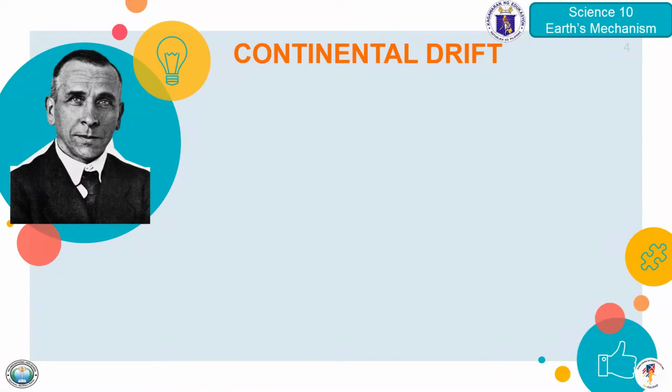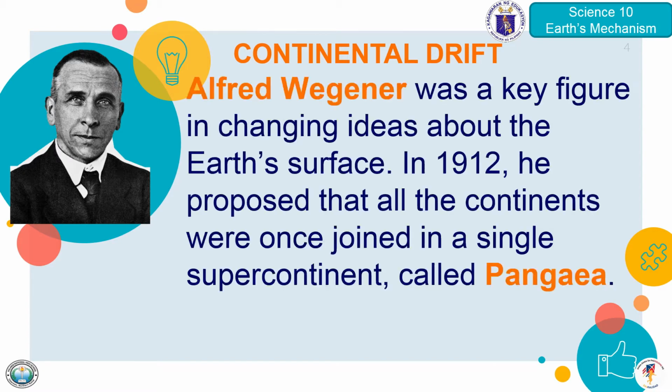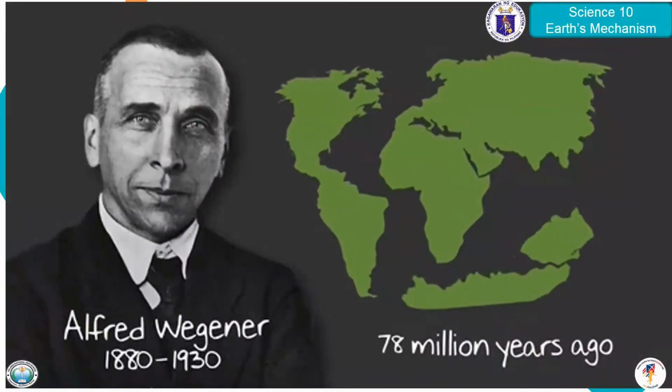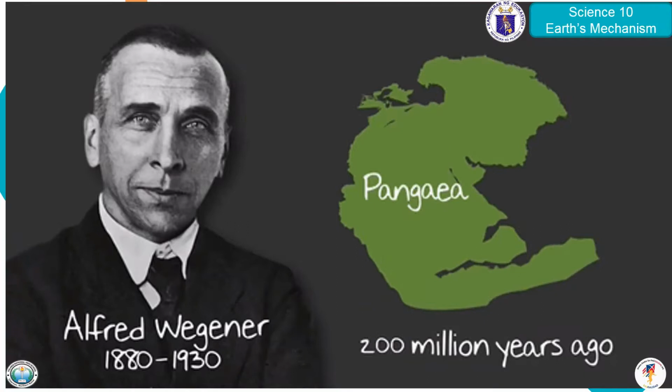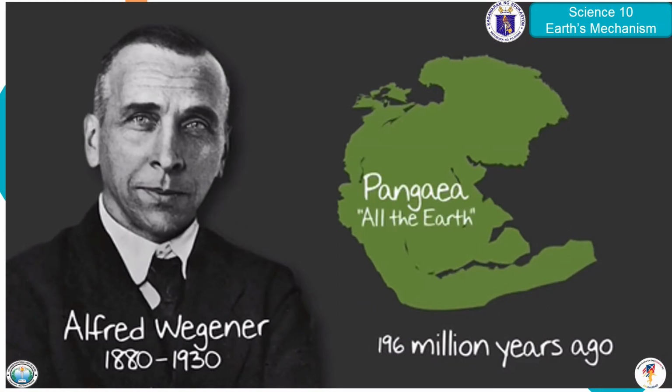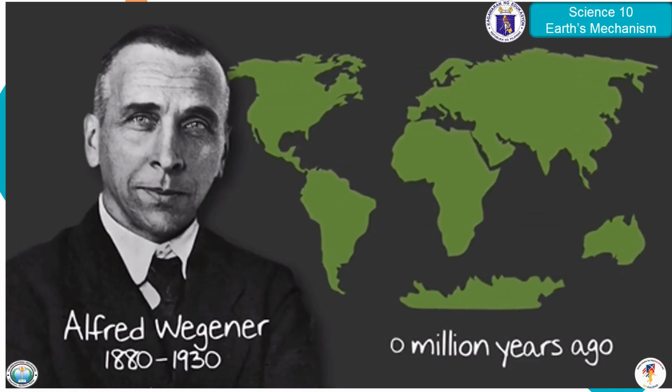Can you still recall who was the proponent of the continental drift theory? It was Alfred Wegener. He was a key figure in changing ideas about the Earth's surface. In 1912, he proposed that all the continents were once joined in a single supercontinent called Pangaea. Unfortunately, due to the technological limitations at that time, his theory was not accepted.